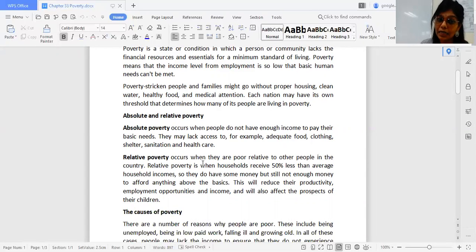Whereas relative poverty occurs when they are poor relative to other people in the country. Relative poverty is when households receive 50% less than average household incomes. So therefore, even though they meet the basics, it's not sufficient. That is called relative poverty.